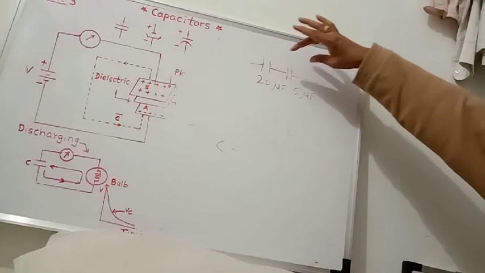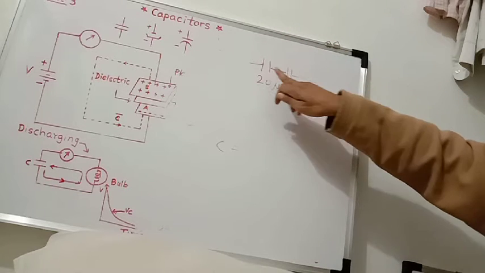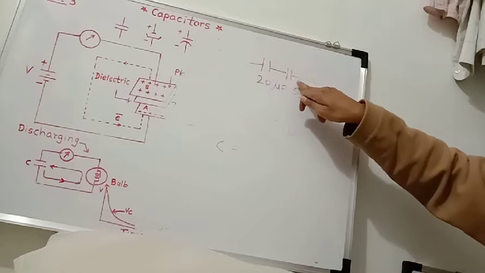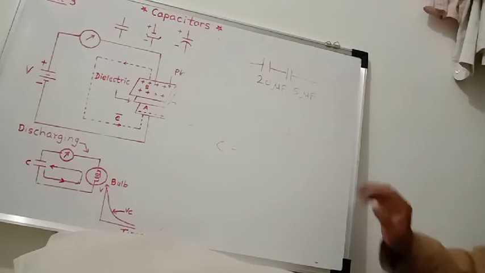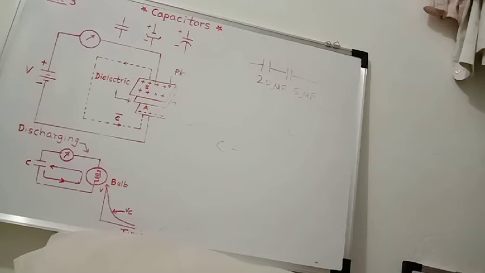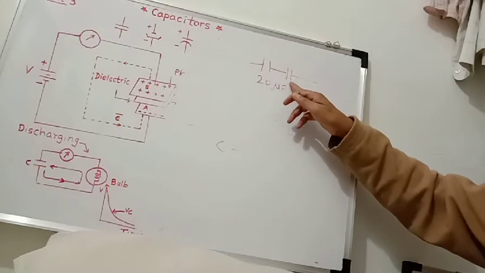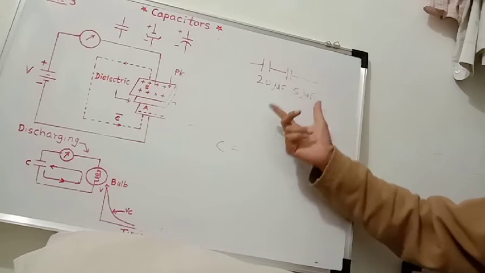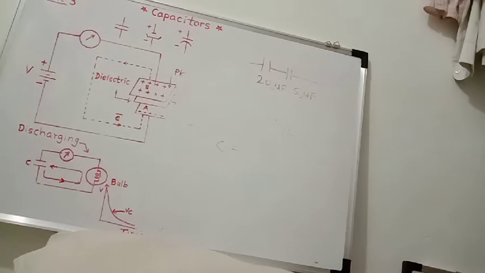When these two capacitors, 20 microfarad and 5 microfarad, are connected in series, what is the effective capacitance? And when they are connected in parallel, what is the effective capacitance? Okay, first we will see when capacitors are connected in series.